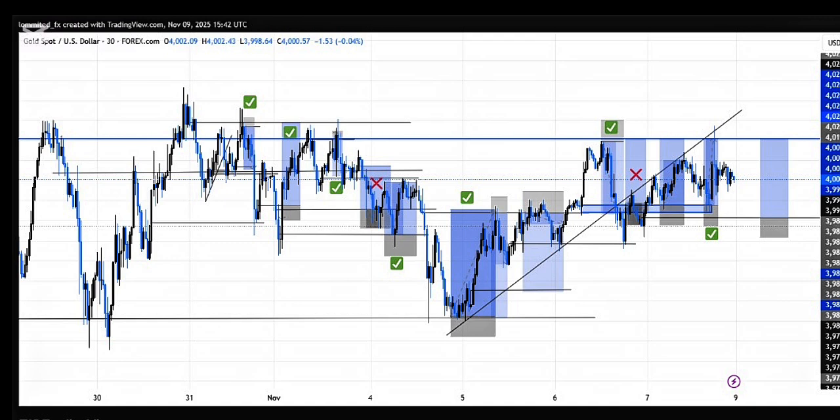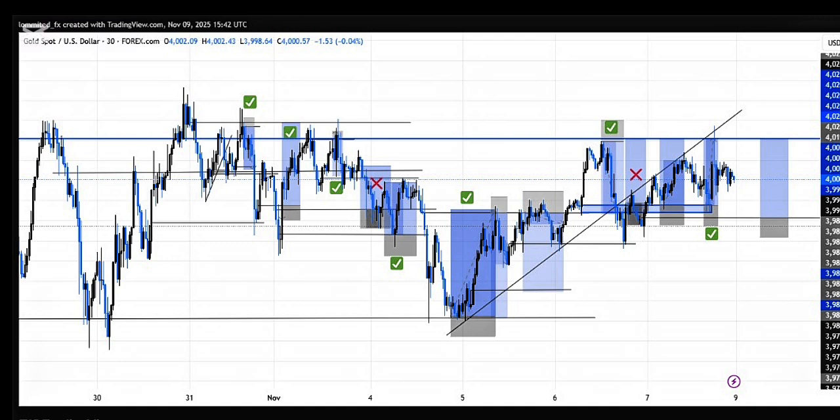B. Trend lines. The diagonal lines. The diagonal black lines are trend lines. They are drawn connecting a series of lower highs for a downtrend or higher lows for an uptrend.